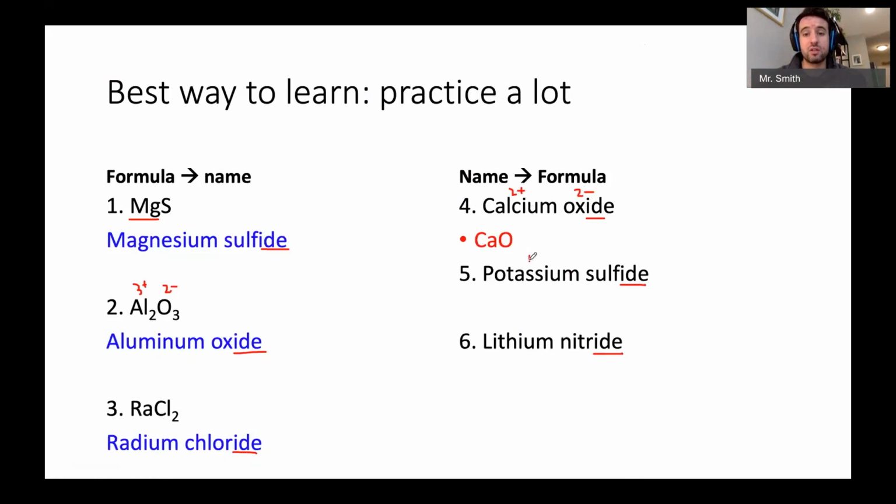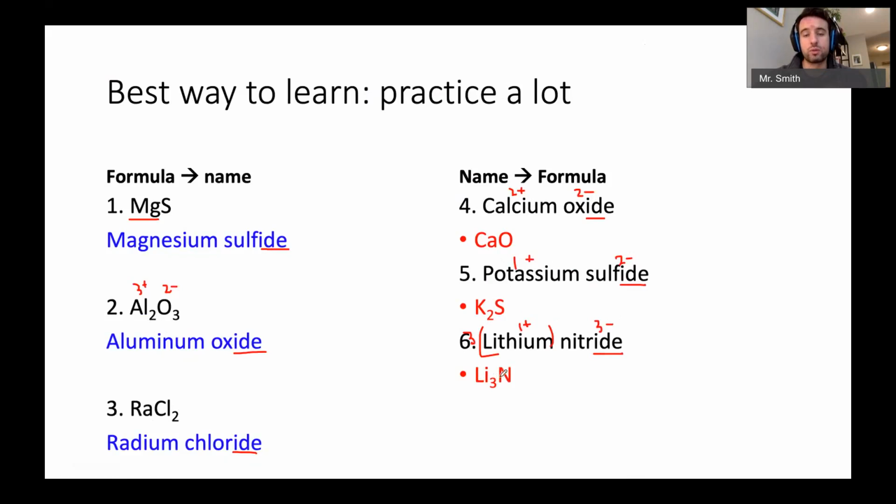Potassium has a positive 1 charge, and sulfur has a minus 2 charge, or sulfide has a minus 2 charge. What that means is we're going to need 2 of these potassiums. We're going to need 2 of these 1 plus charges so that we get 2 plus and 2 minus, so it's K2S. Lithium also has a plus 1 charge for the next one, and nitride has a 3 minus charge. What this means is we're going to need 3 of these lithiums over here. So it's going to be Li3N.